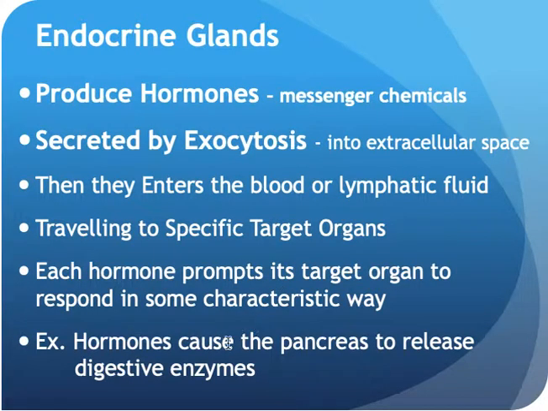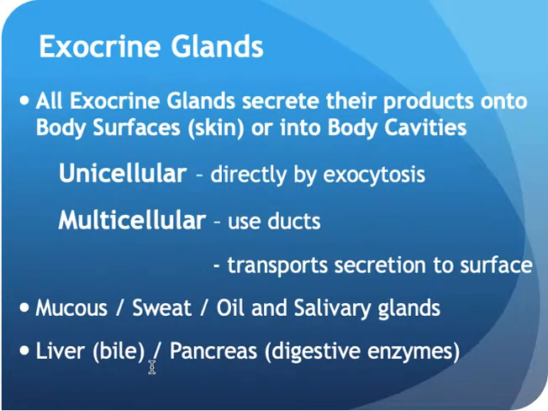The example they give you in the textbook is hormones that cause your pancreas to release digestive enzymes. So this is, again, just another way that my body controls what's going on and maintains its homeostasis, and tells the organs in my body how much of something they should be producing at any particular time. Exocrine glands, a little bit different.